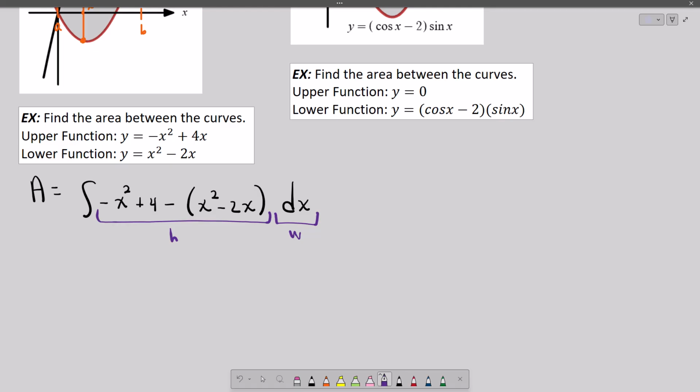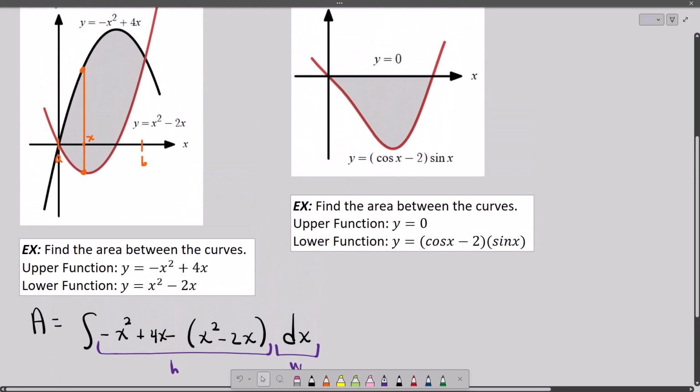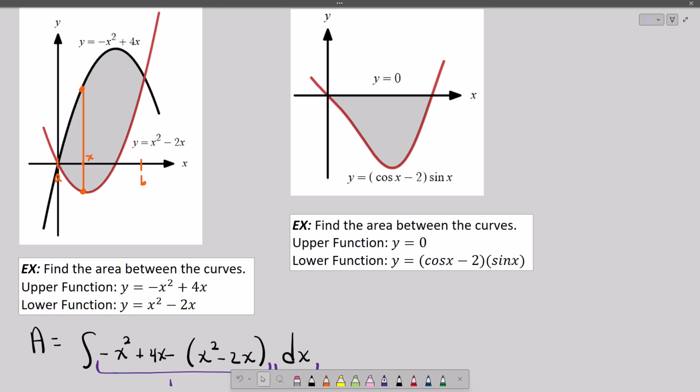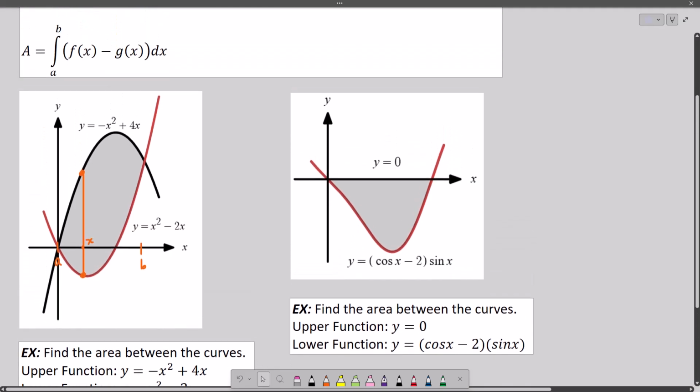And let's see what our limits of integration are. Is it supposed to be x squared plus 4x? Let's see, the upper function is x squared plus 4x. Thank you. Yes, thank you. And then that function minus that function. Good eyes. All right, so it appears that the left endpoint is 0, the left intersection point. But we don't know that for sure until we do a little bit of math.